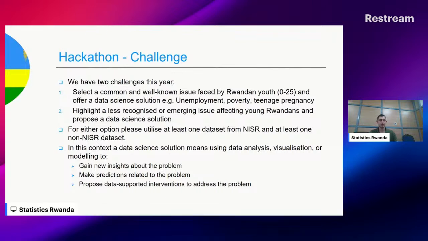For either of these options, we want you to use at least one data set from NISR and one non-NISR data set. So this can be any combination of these two things, as long as there is at least one of each. For example, you could use 5 data sets from NISR and 1 from the UN, or you could use 1 from NISR and 5 from various sources, such as the UN, the World Bank, or anything that you're able to find online that helps you to do these challenges.